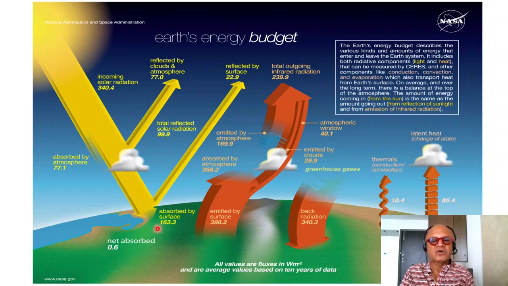What else is going out? So emitted surface radiation is 398.2, out of which there is some atmospheric window that allows 40 watts per meter squared to go out. Clouds emit about 29.9. The atmosphere, after doing its energy downward, upward, everything, reaches some temperature, as we saw. It's going to emit 169.9. So that leaves you 358.2 that is absorbed by the atmosphere.